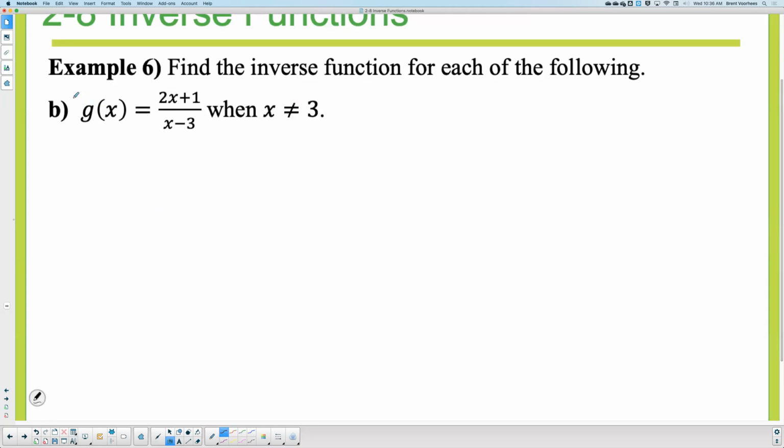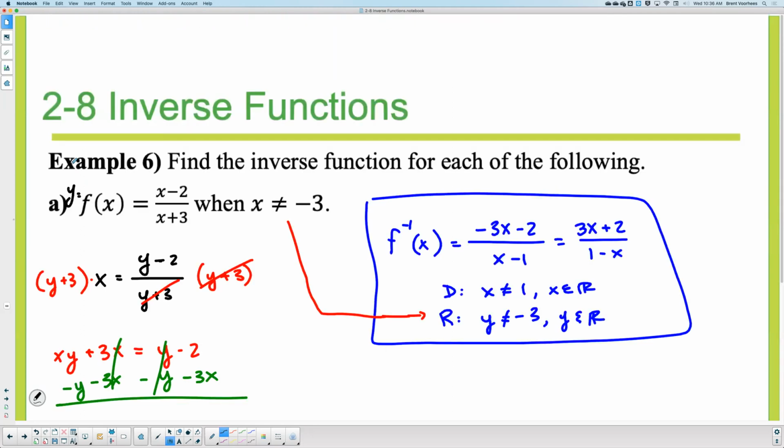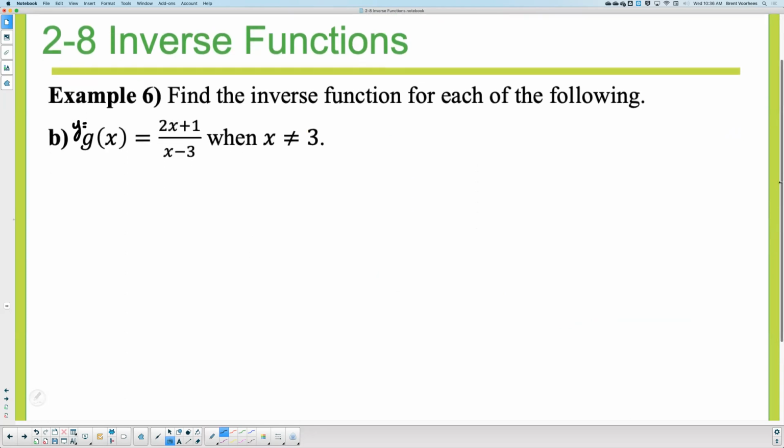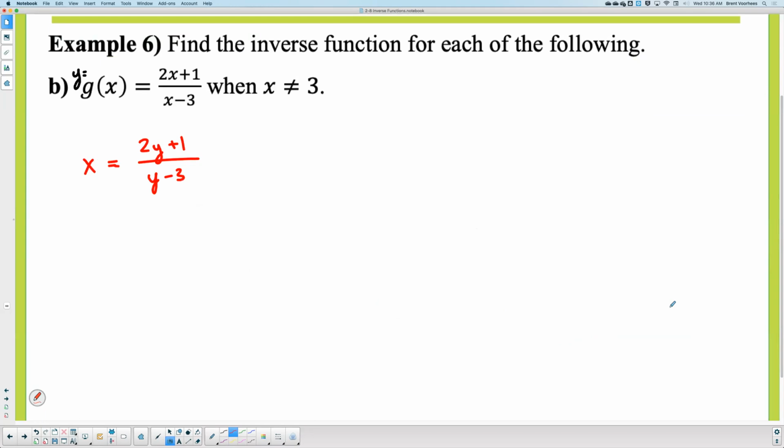Switch x and y. That's right. So I want to say that's y equals there. So step 1, I don't think I ever wrote step 2. Oh, I didn't write any of the steps. So, all right, I'm good. Switch x and y. X equals 2y plus 1 over y minus 3. Good. That alone is step 1.